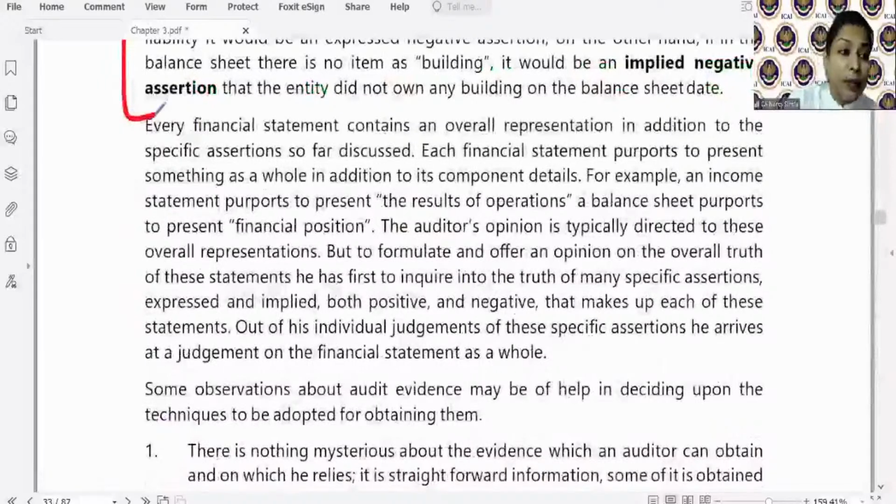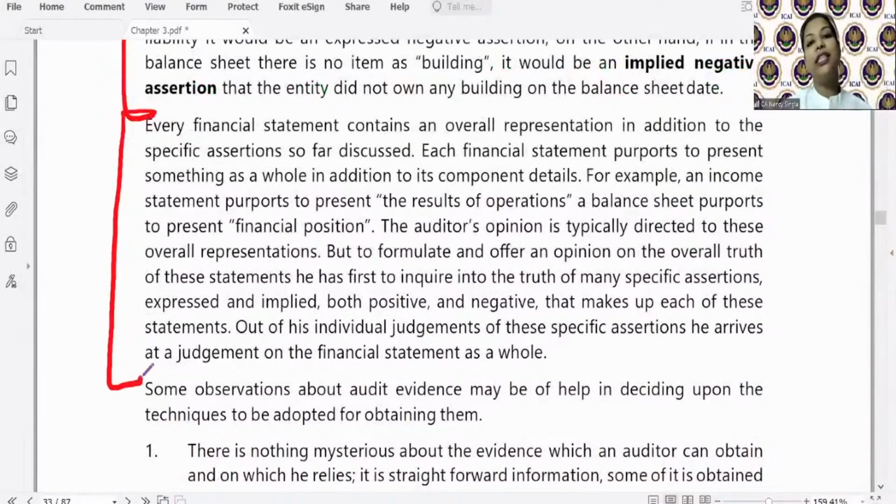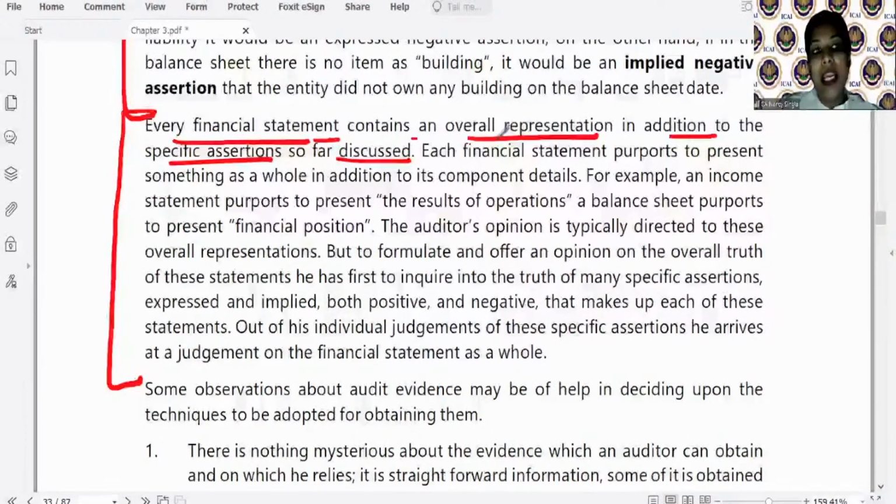Now, this paragraph is the summary of the concept of assertion. जिसको जो भी अभी भी कुछ clarity नहीं है, अभी ये पढ़ते हैं. It is going to be very much clear to all of you. देखो क्या लिखा है. Every financial statement contains overall presentation in addition to the specific assertions so far discussed. Right? So every financial statement contains overall representation in addition to the specific assertions so far discussed.